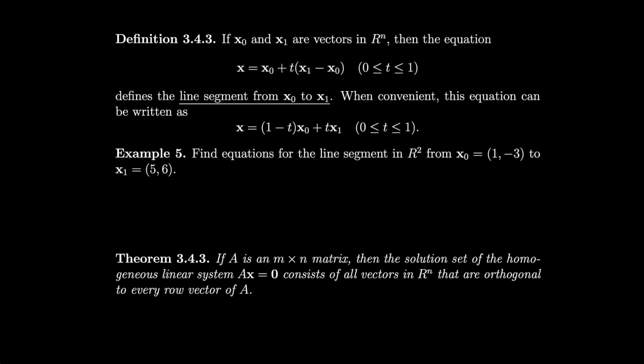When convenient, we can rewrite this equation. Again, distribute the t, factor out the x naught, and you get (1 minus t) times x naught plus t x1, where t is between 0 and 1. So how about we do a quick example?